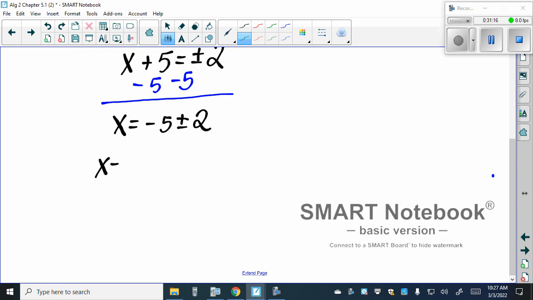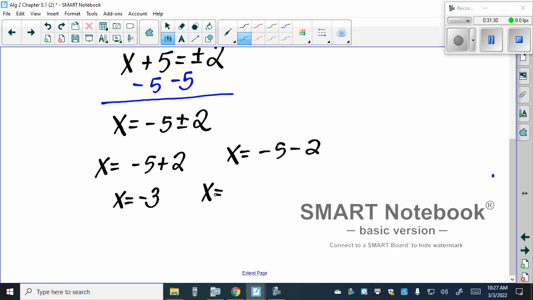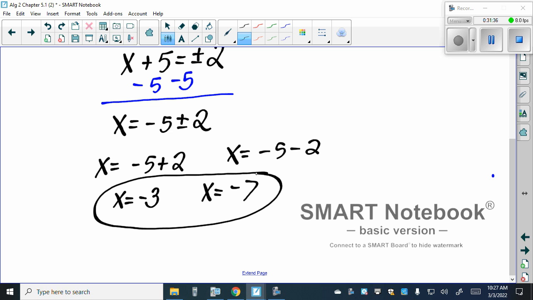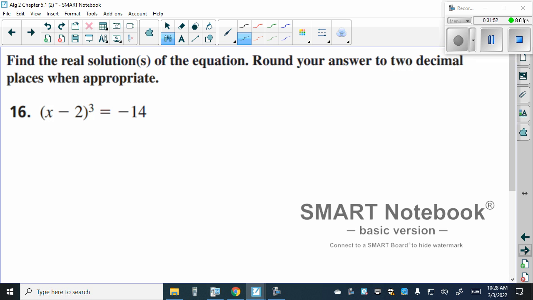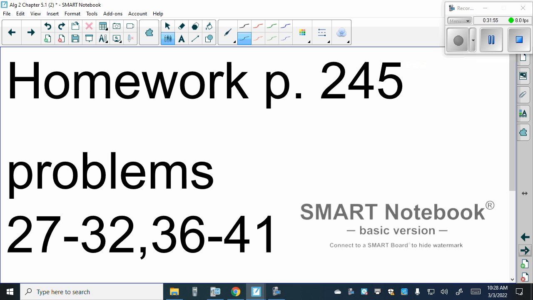Because really what we're saying is x is equal to negative 5 plus 2, and x is equal to negative 5 minus 2. Well, negative 5 plus 2 would be negative 3. And negative 5 minus 2 is negative 7. And those would be our two answers. And that's it. That's all we have to do with these. Questions on these here? And we do have more examples, but they don't really change.